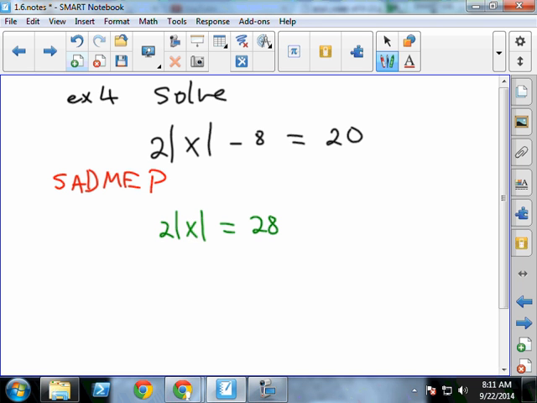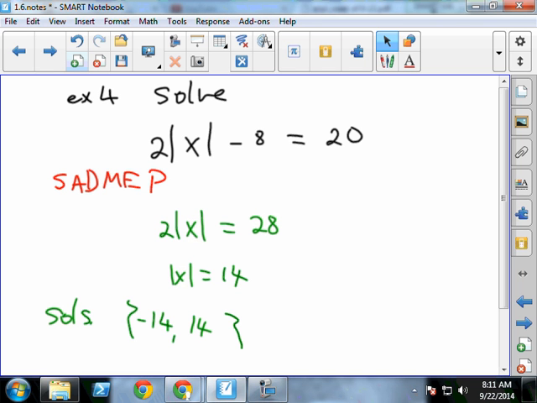So what should I do now? I'm not distributing the 2, so I'm going to divide by 2, good. So the absolute value of x is 14. So then our solutions are what? Negative 14 and 14. Yes. Well, this is easy. It's always plus or minus the same thing, isn't it? It's always plus or minus the same thing.